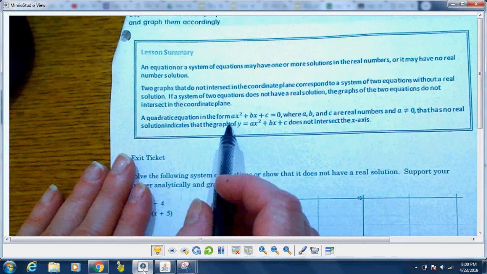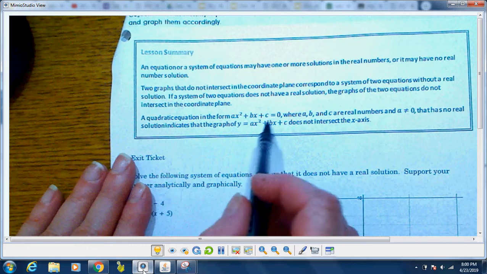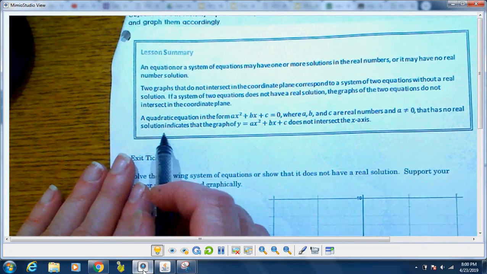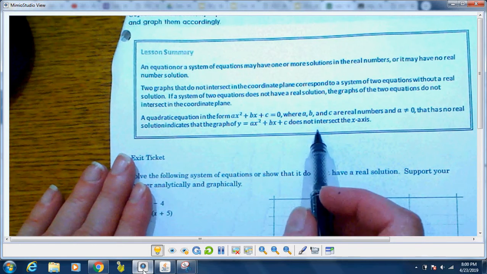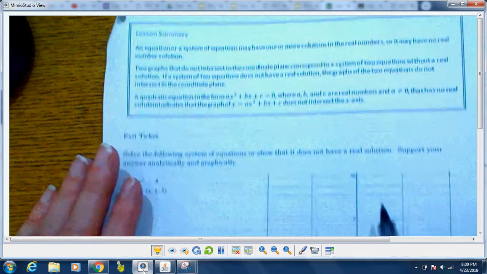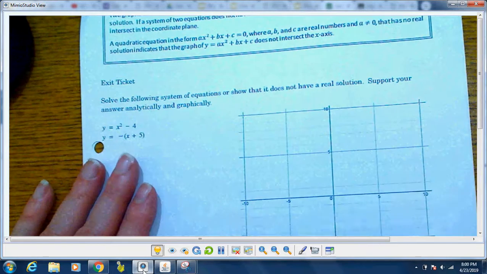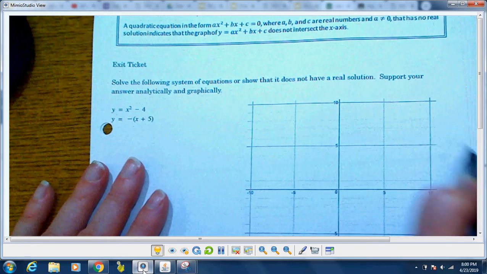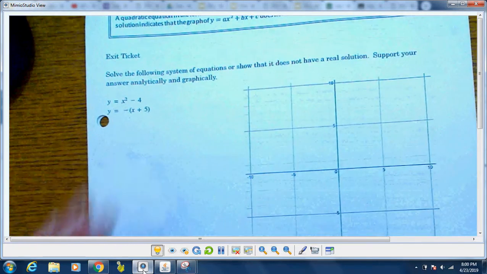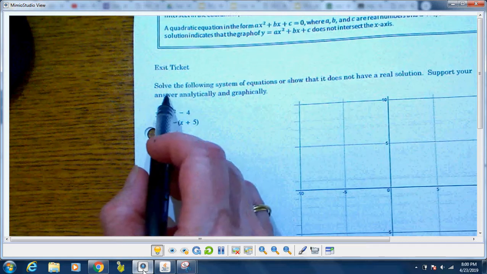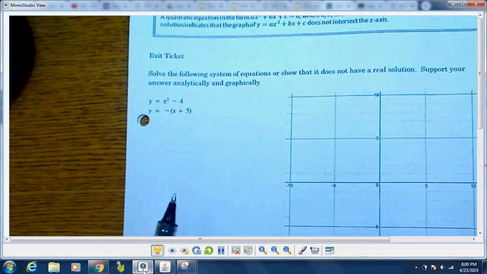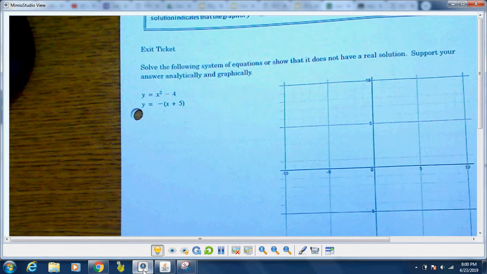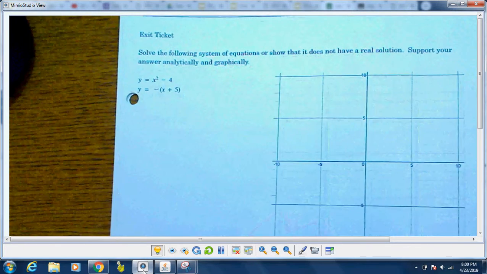A quadratic equation in the form of ax squared plus bx plus c equals 0, where a, b, and c are real numbers and a does not equal 0, that has no real solutions, indicates that this does not intersect the x-axis. So it's going to be like a parabola up here or down here. It cannot go in these directions because those will hit the x-axis. So our exit ticket, I'm going to let you figure that one out on yourself. You're going to set these two up to equal each other, and you're going to graph it on Desmos and see what you get.